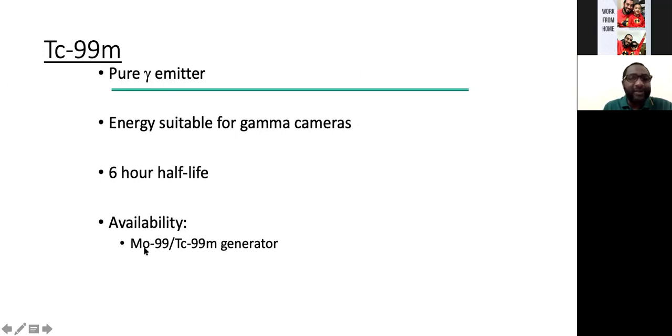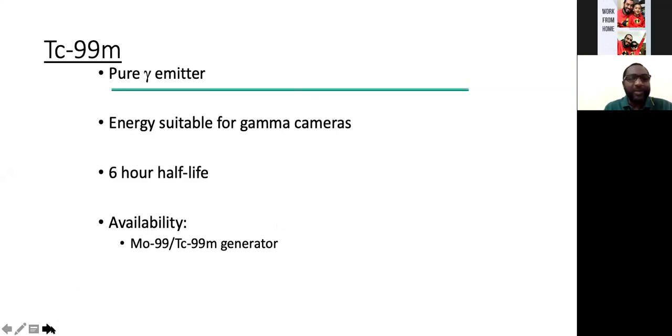It is available from something called the molybdenum technetium generator. The molybdenum is essentially the mother of technetium. So molybdenum decays every 24 hours and it gives you technetium. And technetium 99m decays to stable technetium. So in the process of the molybdenum and technetium decay, you have the emission of these gamma rays, which is used for the patient.